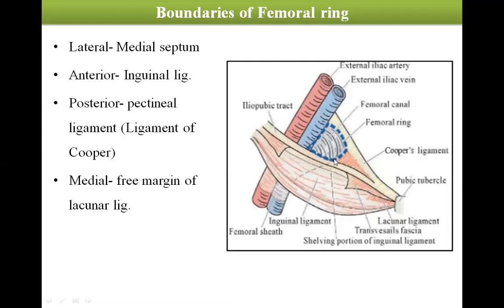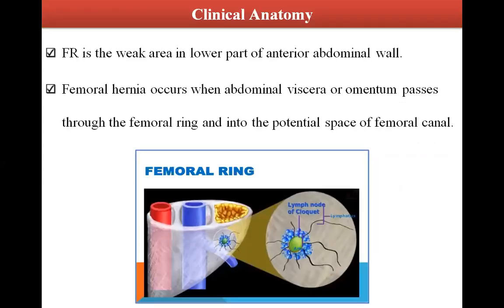Here is the free margin of the lacunar ligament. So the boundaries of the femoral ring are laterally, it is bounded by the medial septum, anteriorly by the inguinal ligament, posteriorly by the pectineal ligament or the ligament of Cooper, and medially by the free margin of the lacunar ligament.